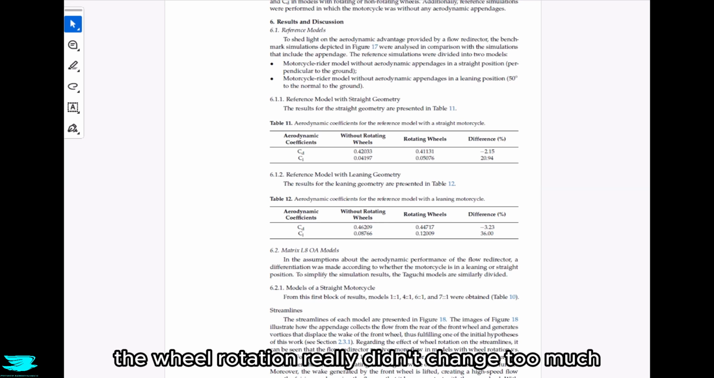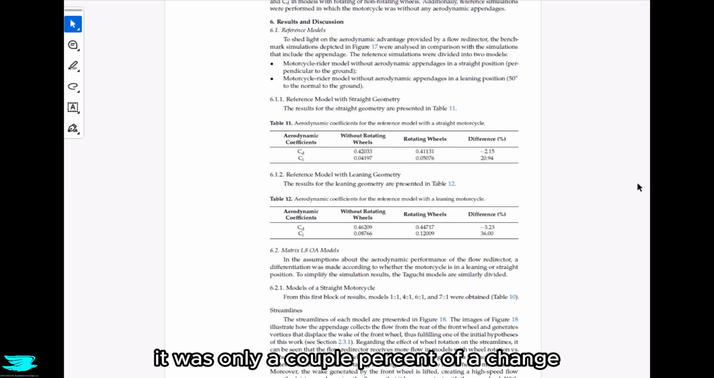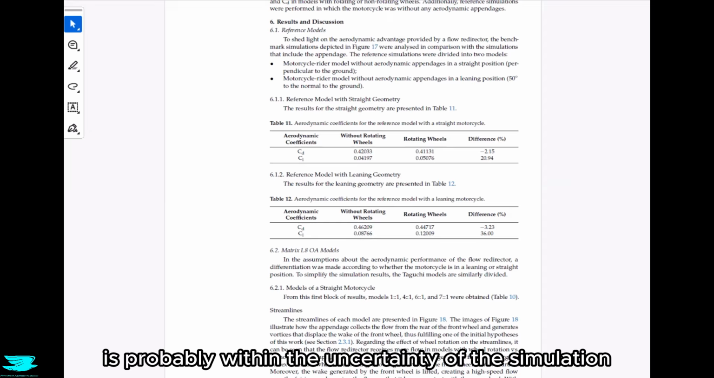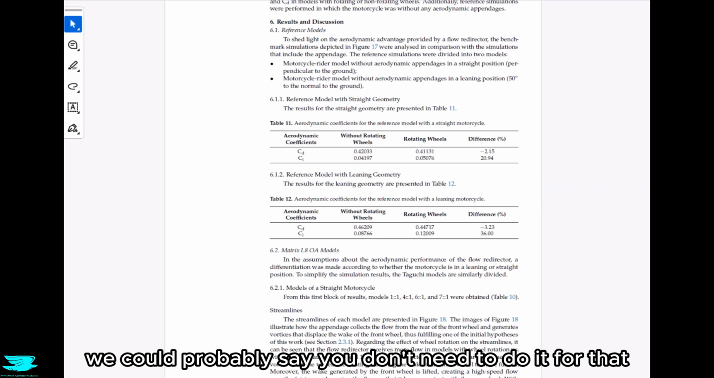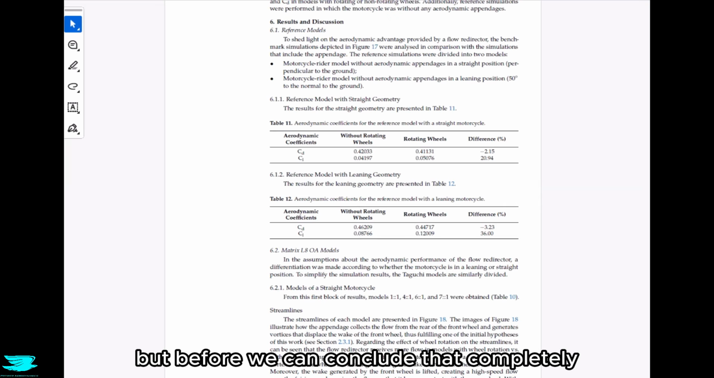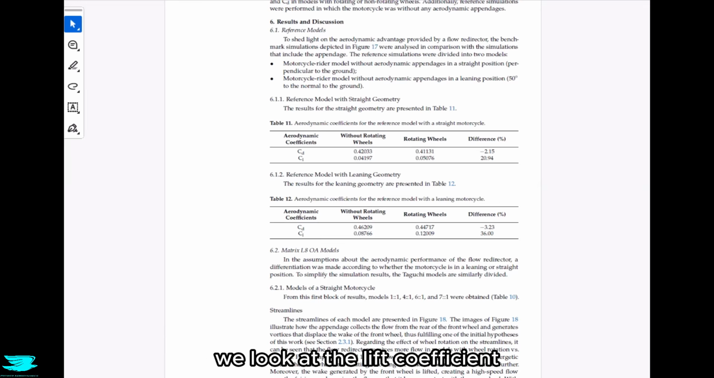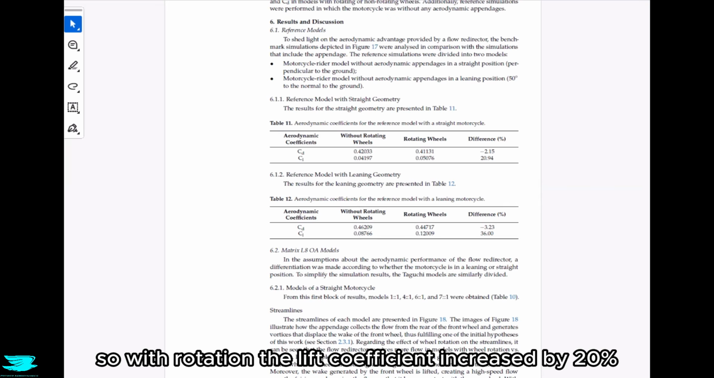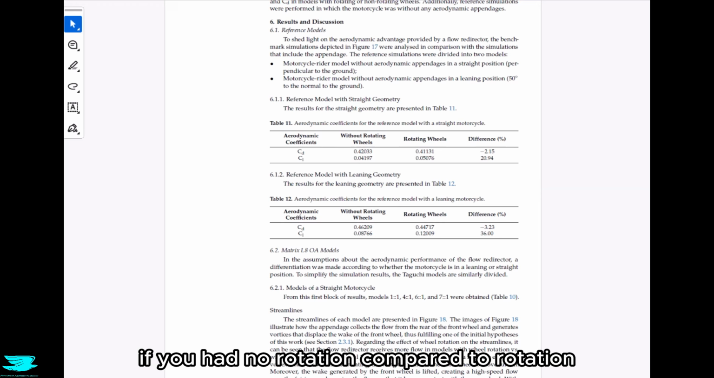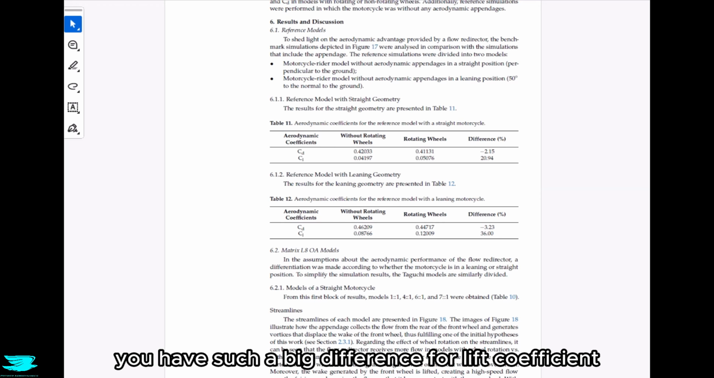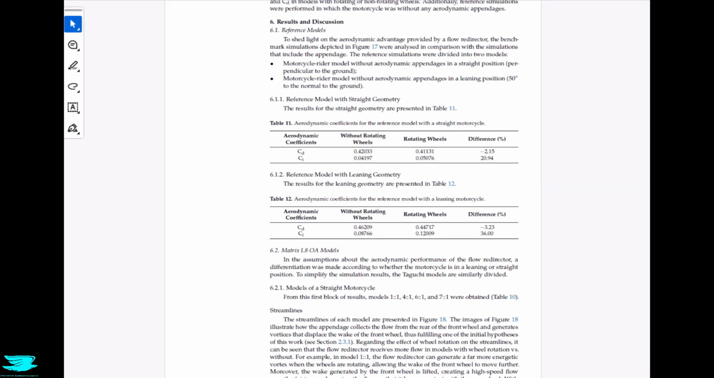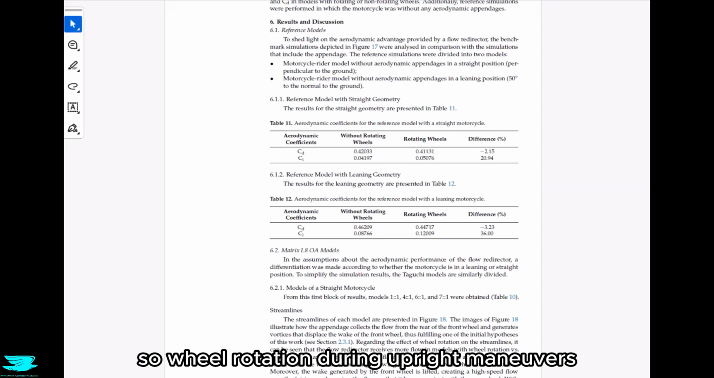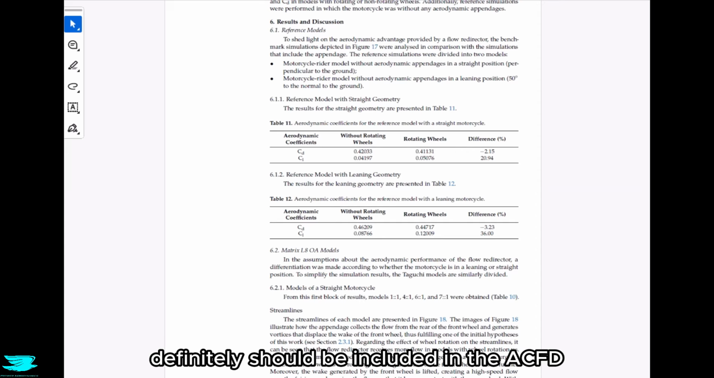So for the drag coefficient, the wheel rotation really didn't change too much. It was only a couple percent of a change, which is probably within the uncertainty of the simulation. So for the upright position, wheel rotation doesn't really affect the drag coefficient too much. We could probably say you don't need to do it for that. But before we can conclude that completely, we look at the lift coefficient. And that's a different story. So with rotation, the lift coefficient increased by 20%. What that means is if you had no rotation compared to rotation, you have such a big difference for the lift coefficient. And this is almost certainly outside the uncertainty range. So wheel rotation during upright maneuvers definitely should be included in a CFD.